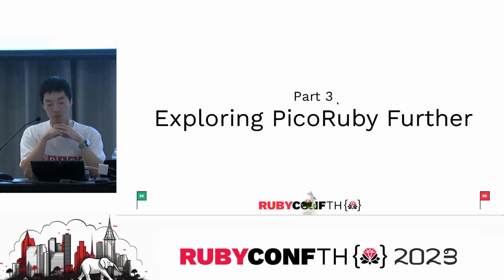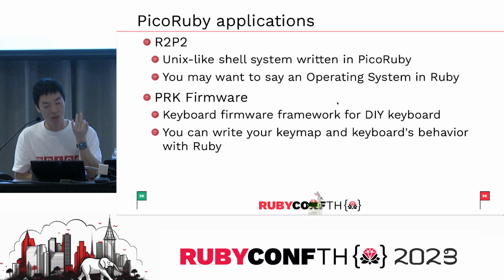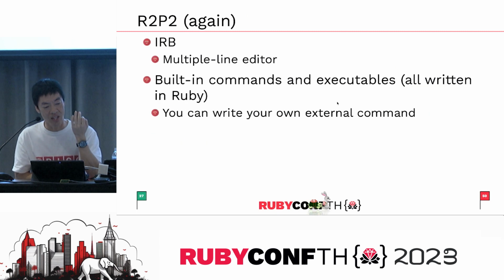Okay, now it's part 3. Exploring PicoRuby further. There are 2 major PicoRuby applications, R2P2. As you saw, it is a Unix-like shell system written in PicoRuby. You may want to say an operating system in Ruby. The other one is PRK Firmware. It is a keyboard firmware framework for DIY keyboards. You can write your key map and keyboard's behavior with Ruby first.